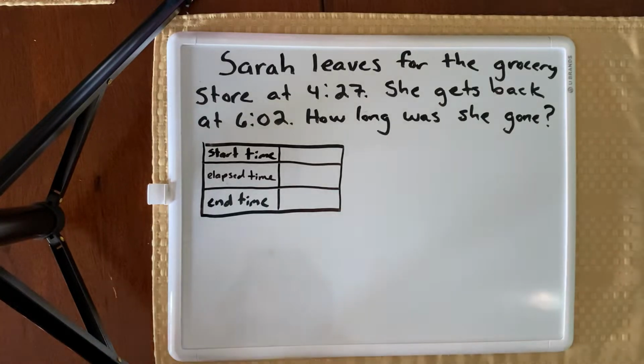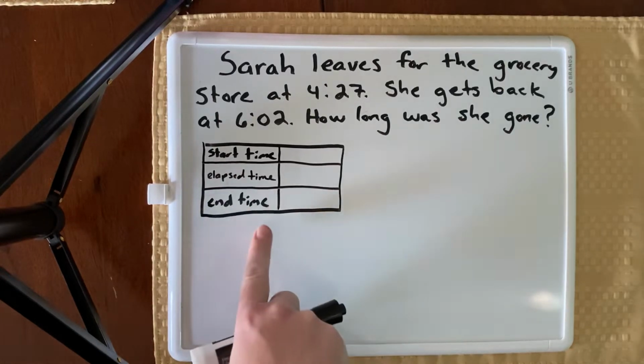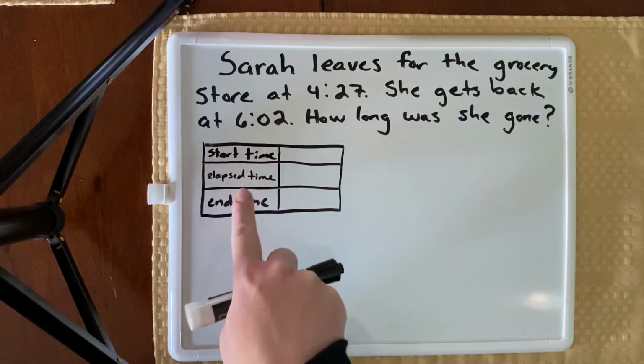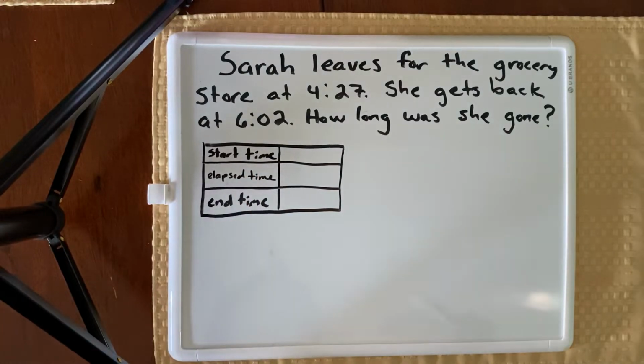All right, so our word problem here says Sarah leaves for the grocery store at 4:27. She gets back at 6:02. How long was she gone? The first thing I'm going to do is fill in my little chart here. I've got my start time, my elapsed time, and my end time. So I need to figure these things out.